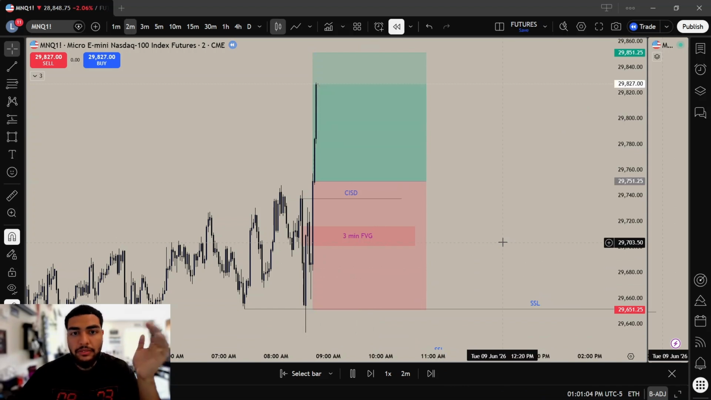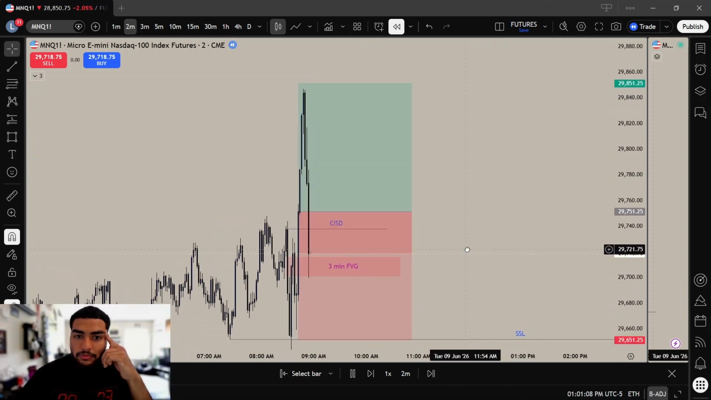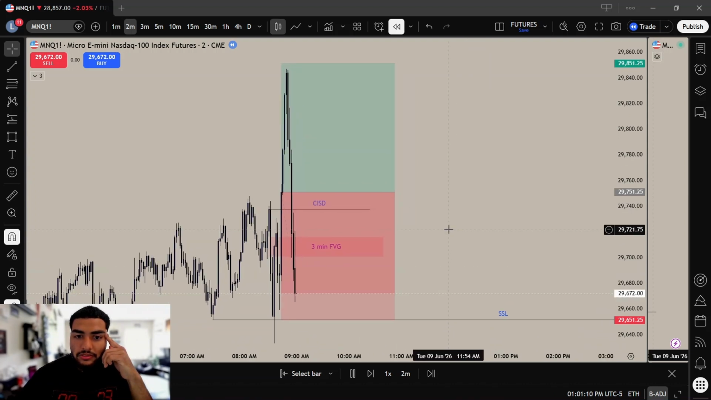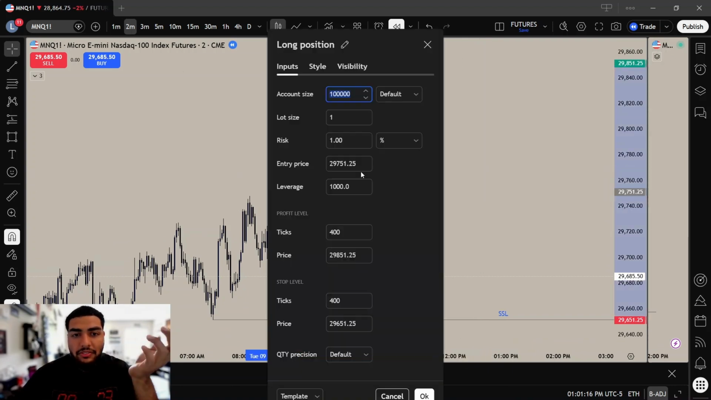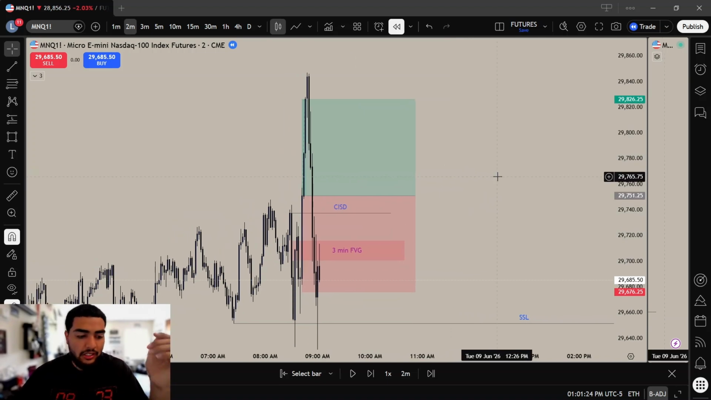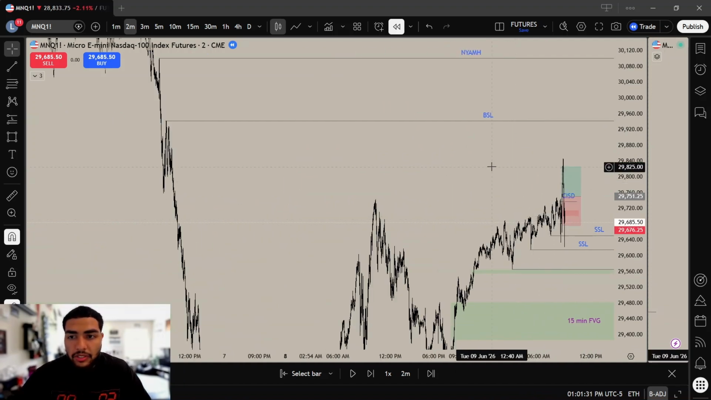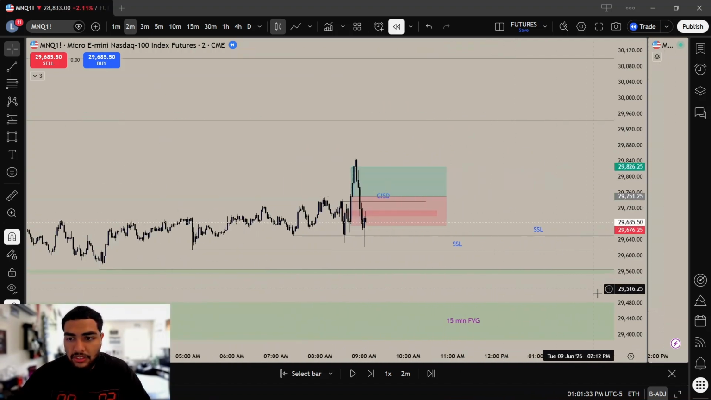Let's see if this plays out. Oh, wow. All right, I would have got stopped out there. But if I did like 300 ticks, you would have hit it. So 400 might have been too much risk, guys. But let's see what this took out.